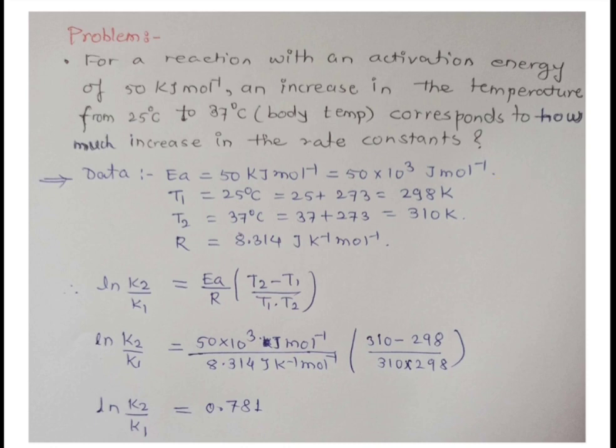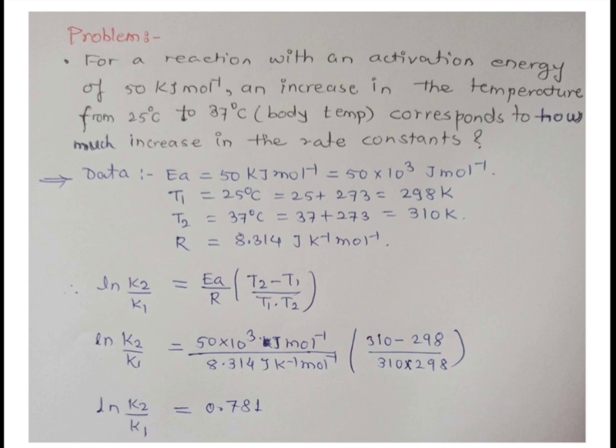Then temperature T1 is given as 25 degrees Celsius. Just convert it into Kelvin. It will be 298 Kelvin. Then T2 is given as 37 degrees Celsius, so it will be 310 Kelvin. And R is 8.314 joule per Kelvin per mole. Now we have all the values. Just put all values in this equation. ln K2 upon K1 is equal to Ea upon R in bracket T2 minus T1 divided by T1 into T2. This is the formula which is useful to solve the problem.